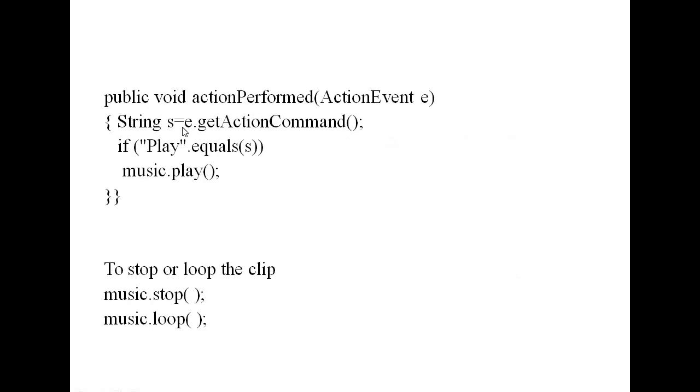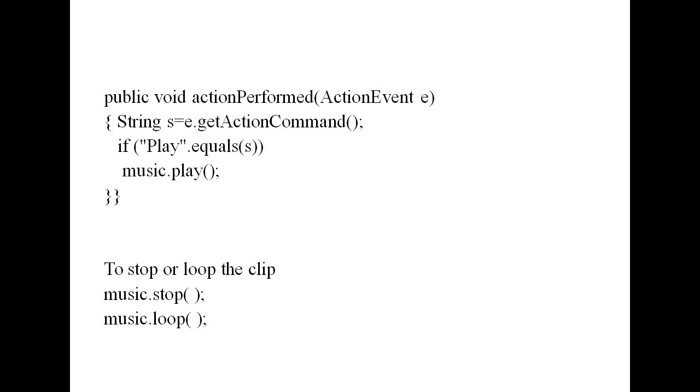Now we have to implement another method, that is actionPerformed. Public void actionPerformed. On clicking the play button, we need to play the actual audio file. For that we will be implementing the actionPerformed method. The parameter for actionPerformed is ActionEvent, that also we have specified. Here String s is equal to e.getActionCommand. So getActionCommand will give the caption of that button object.